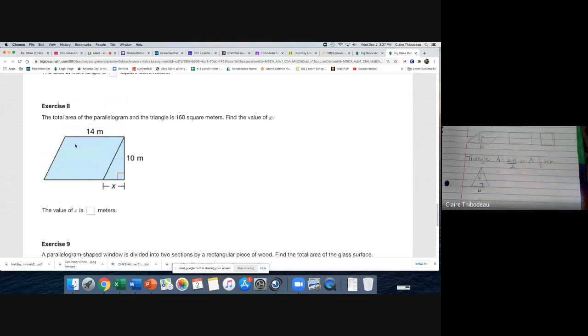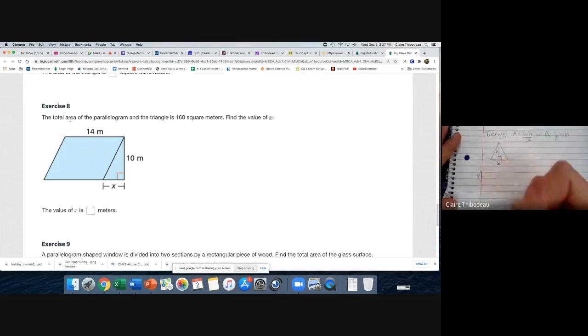Now this one, it says the total, so this for 8, this one's a little tricky. So I'm going to help you guys with this one, just to explain it a bit. So for this one, it says the total area of the parallelogram and the triangle combined is 160 square meters. Find the value of x. So let's just go ahead and draw a picture on our paper.